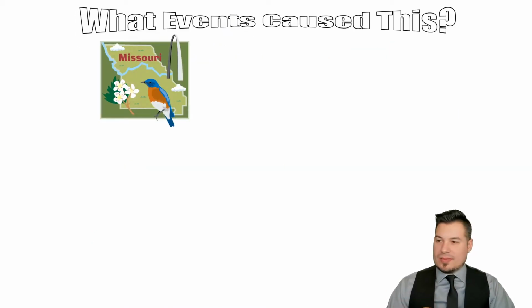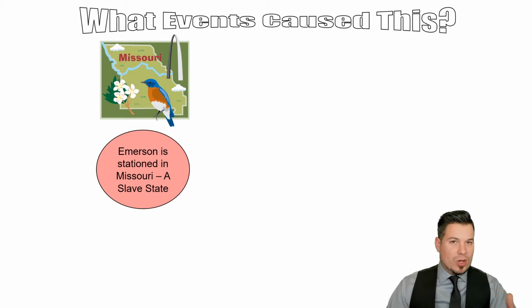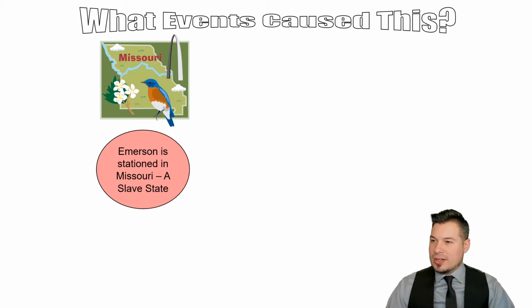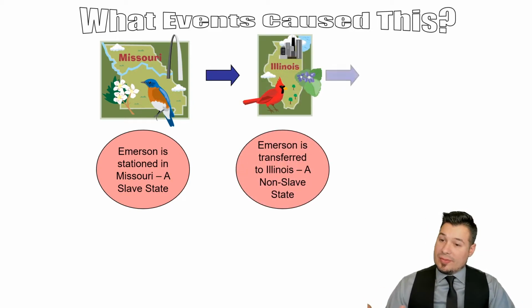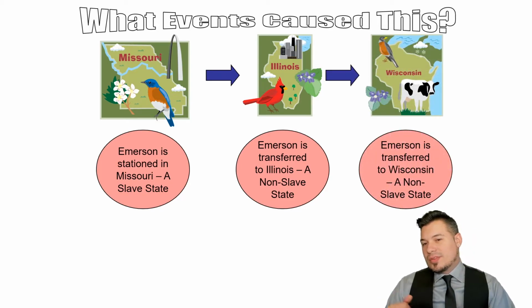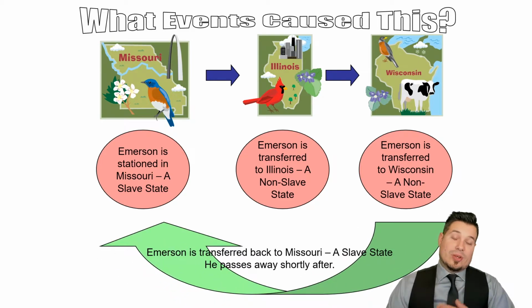So what events caused this? Well, Dr. John Emerson, who was his owner, was stationed in Missouri, moves to Illinois, a free state, moves to Wisconsin, a non-slave state, and then moves back to Missouri, and passes away shortly after.